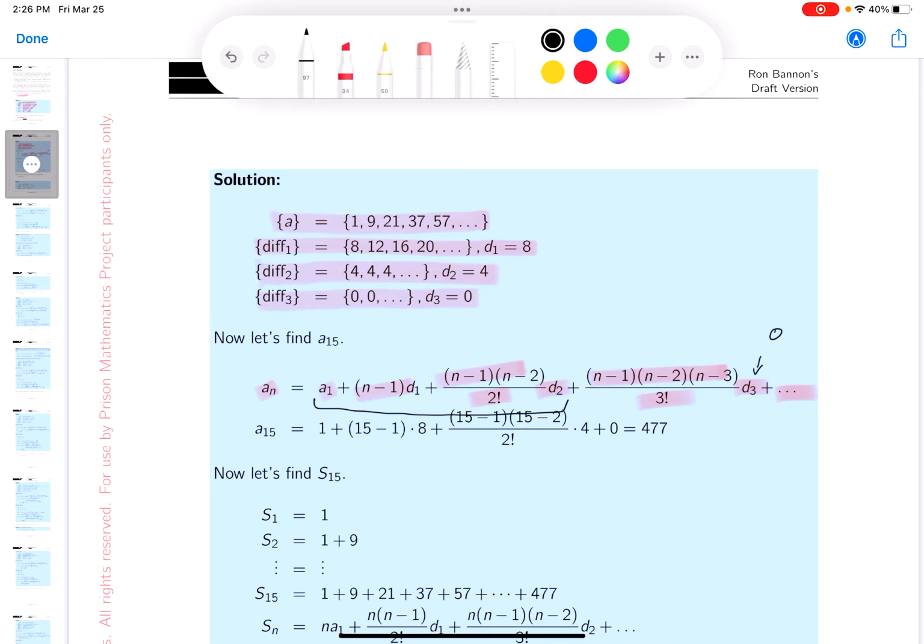Now, since we're dealing with 15 over here, where I see n, I put 15. Let me get my eraser. I realize I wrote over this. Let me erase this too. We're done with this.